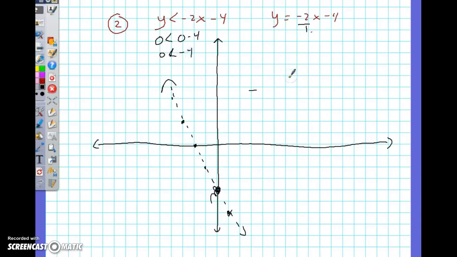Is that true, Dulce? No, that's not true. So therefore, this is not a point on the solution. If that is not a point, then which side do we need to shade? The bottom. Boom. Go.